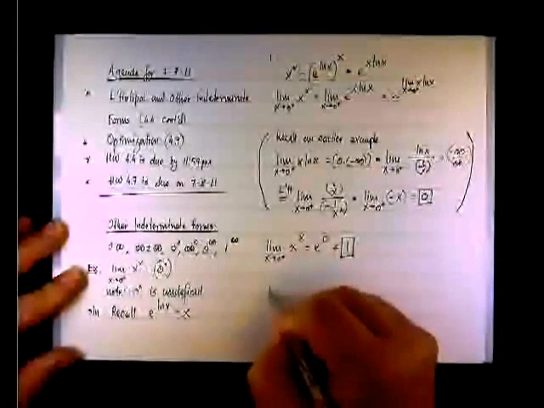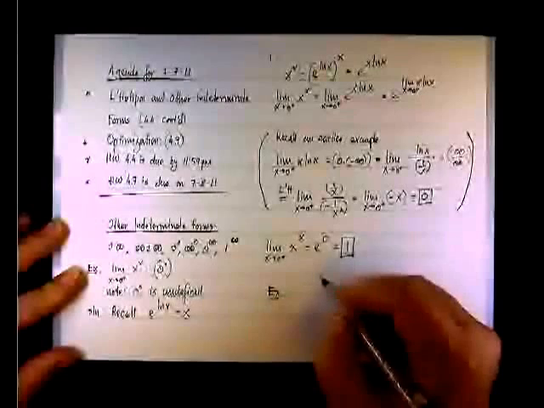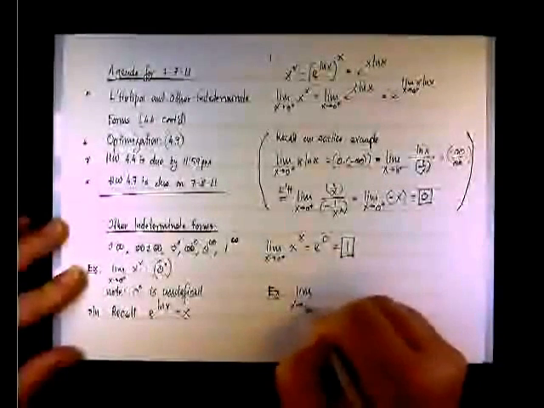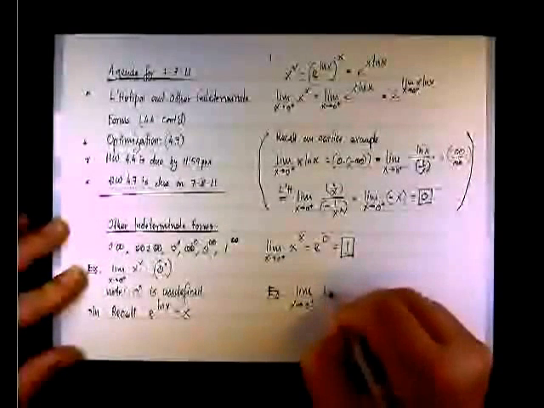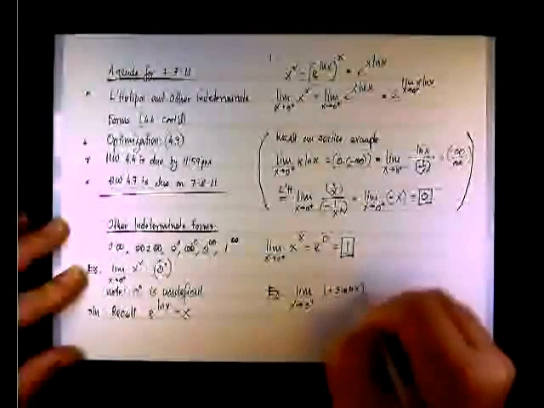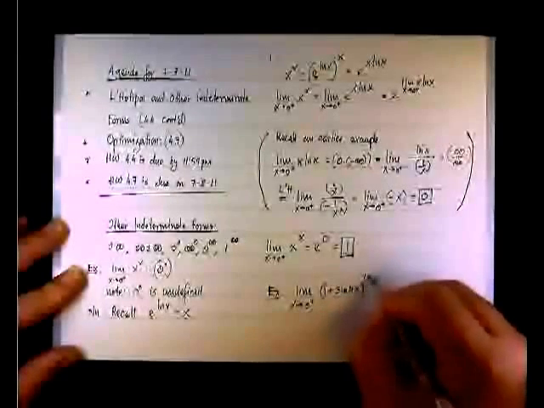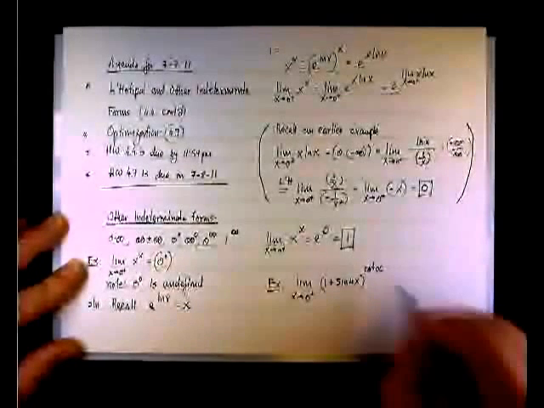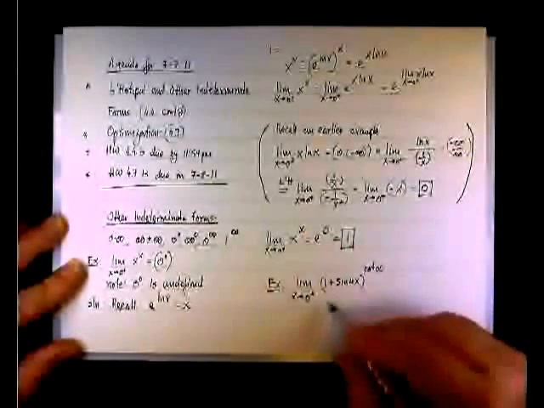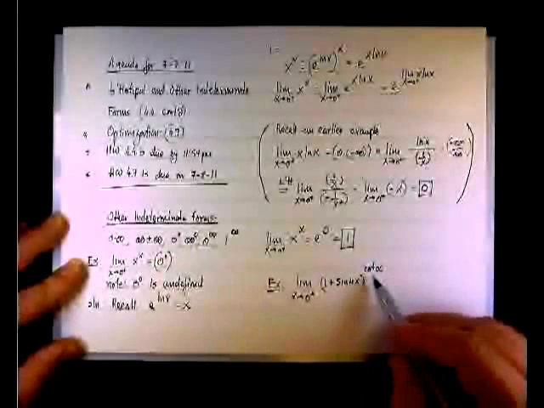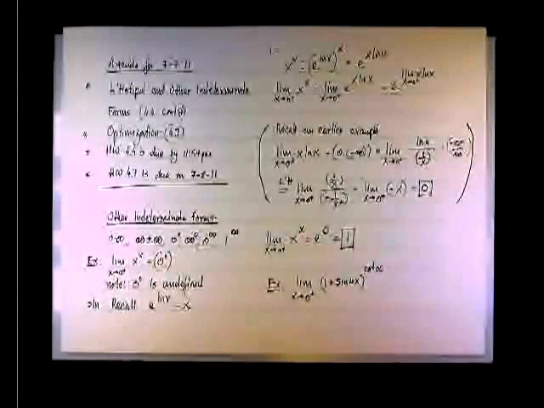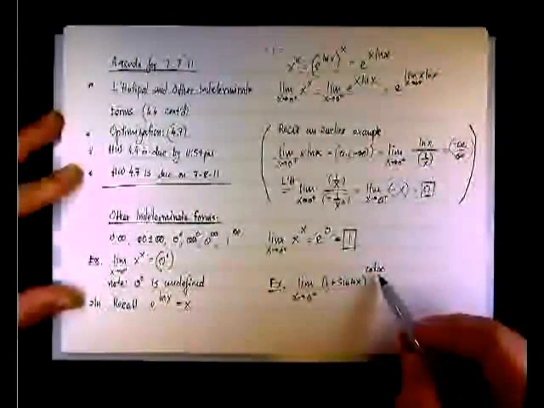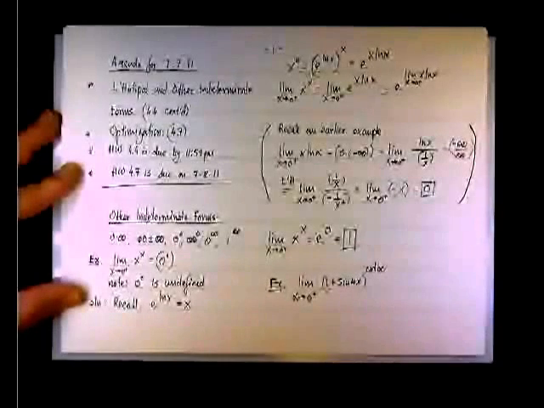So another exercise, a little bit more involved, is the limit as x approaches 0 plus one more time of 1 plus sine 4x raised to the power of cotangent x. As we work this out, we're going to see that we have 1 raised to the power of infinity, because cotangent of 0 goes to infinity when x equals 0.